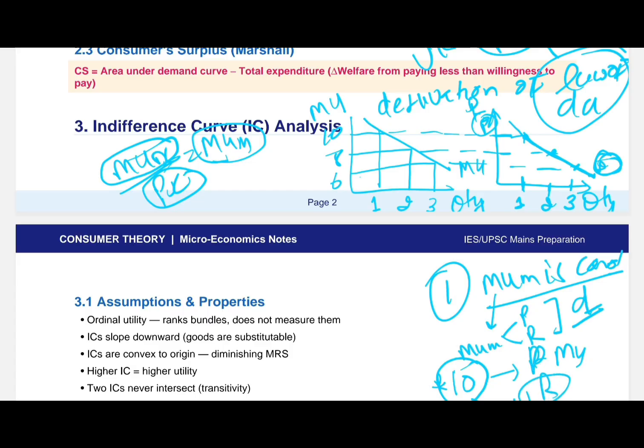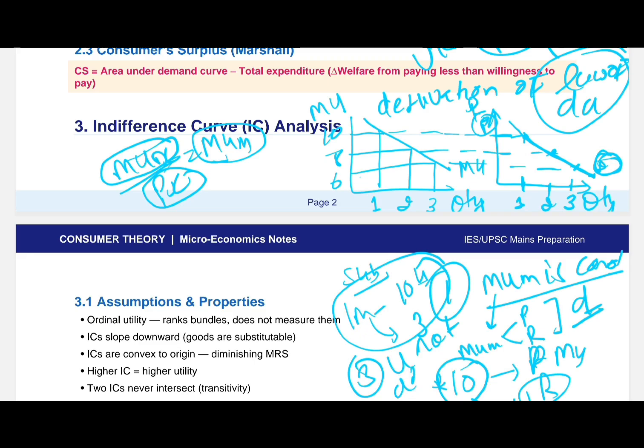So the first drawback is that utility can't be measured because it is a subjective concept. Can I say that from getting the first mango I get 10 utility, and someone else who doesn't like mangoes gets a utility of maybe 3? So it is very subjective, person to person. We can't measure it basically. And the third criticism is that utility is not additive.